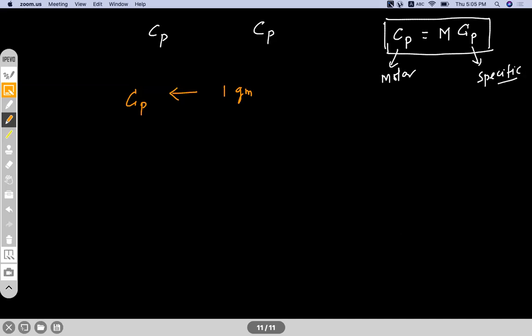So 1 gram is Cp. What about the molecular mass, M gram? How much is it? M times Cp. What is this Cp, molar or specific? Specific heat capacity, correct? M gram equals what? 1 mole. Can we say that? Because M is the molar mass, 1 mole. And for 1 mole, what do we have? We have molar heat capacity Cp. That's why if specific heat capacity is multiplied by the molar mass, it becomes the molar heat capacity. Did you understand it?